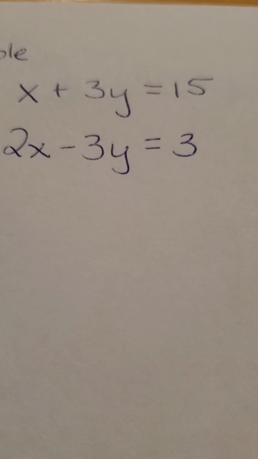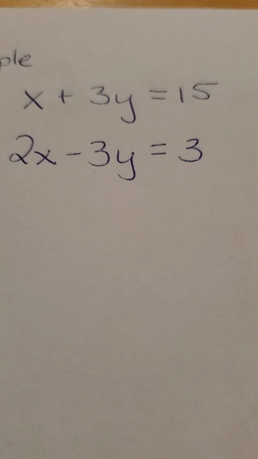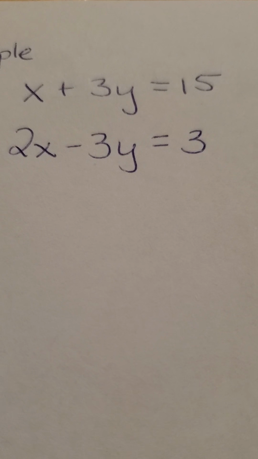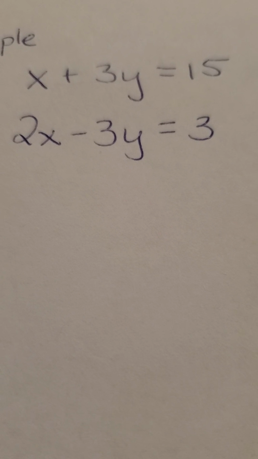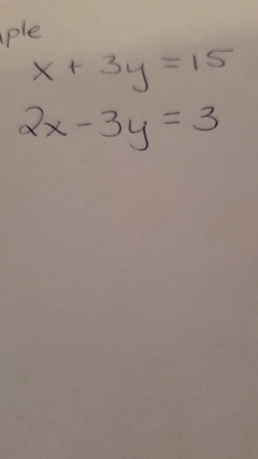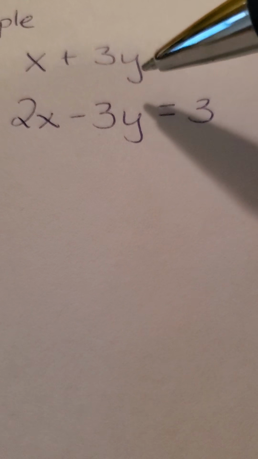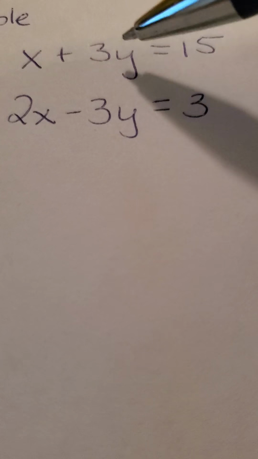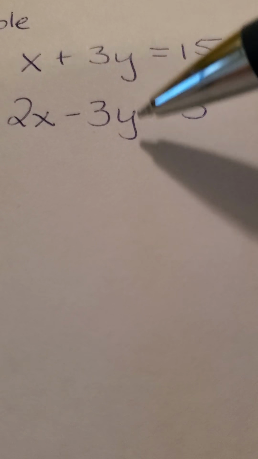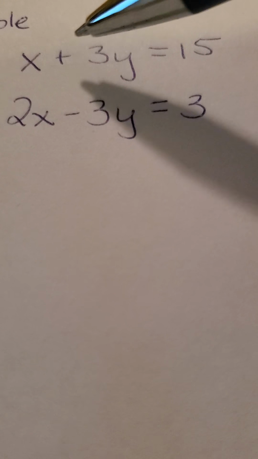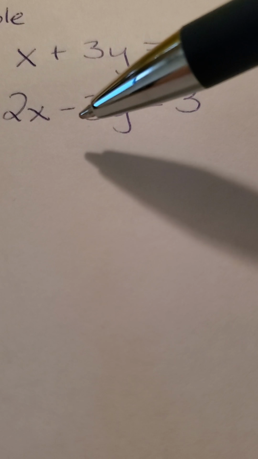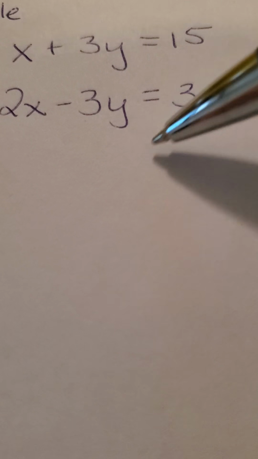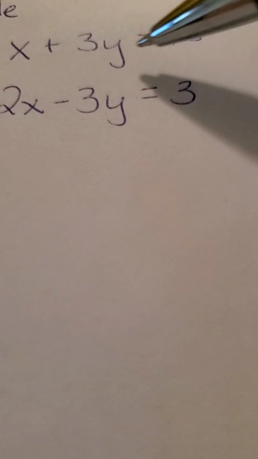This next example, I got x plus 3y equals 15 and 2x minus 3y equals 3. So this time, if I'm looking at this system of equations, I can see that I got two things that are the same coefficient in front. The y's have the same coefficient, those 3y's, and they have opposite signs in front of them. This is a plus, and this is a minus. So that means I can eliminate that y right away.